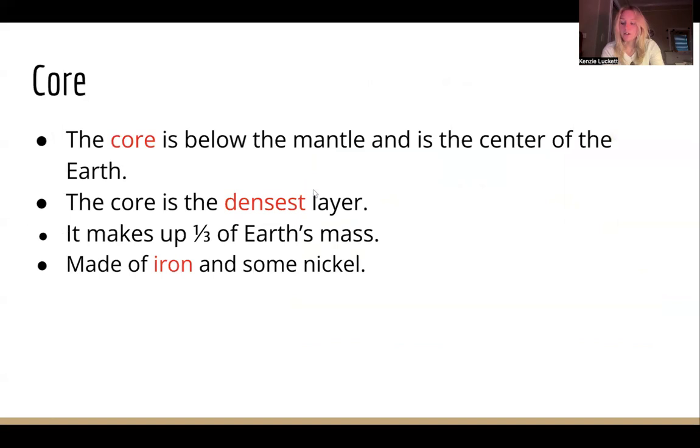All right, so we're going to move on to the core. This is our third layer of our compositional layers. So our core is below the mantle and it's the center of our Earth. And it's our densest layer and makes up about a third of our Earth's mass, which is a huge amount of our mass. And it's made of iron and nickel, right? We said compositional layers again are determined by what makes up the layer. Because the core is made of iron and nickel, that's what makes it different from the mantle and the crust, because the mantle and the crust don't have a large amount of iron and nickel, but the core does. So this is our third and final layer of our compositional layers.